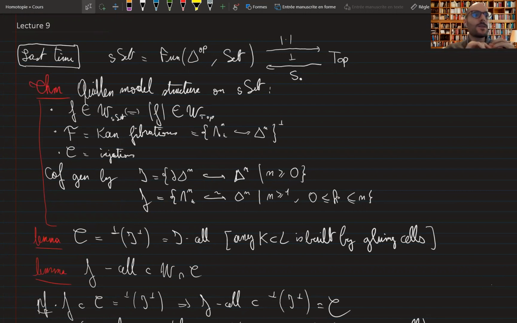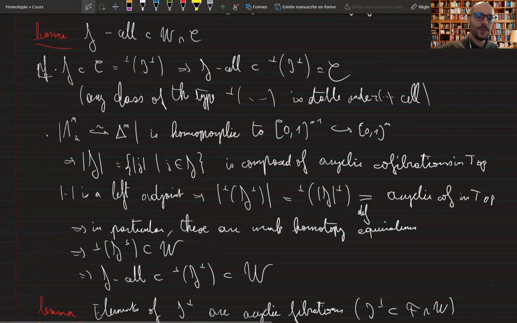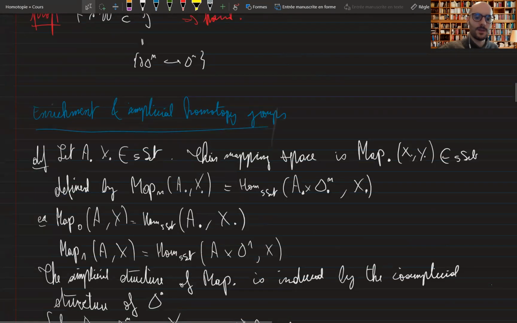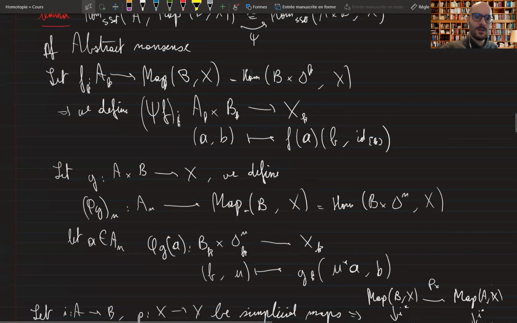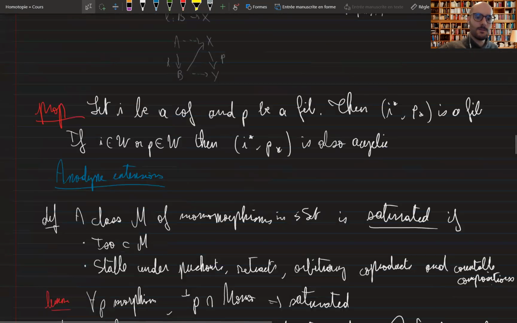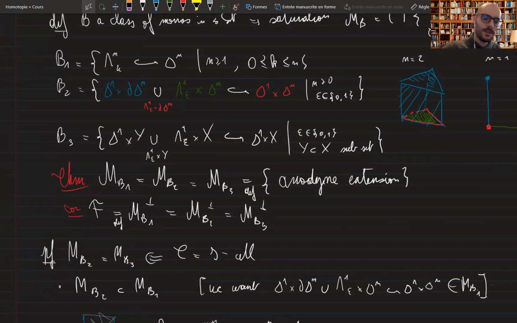All right. So there is a question in the chat. A morphism is called anodyne if it has a left lifting property with respect to all Kan fibrations. Yes. Well, we proved it at some point. It was somewhere. Yes, it was here.